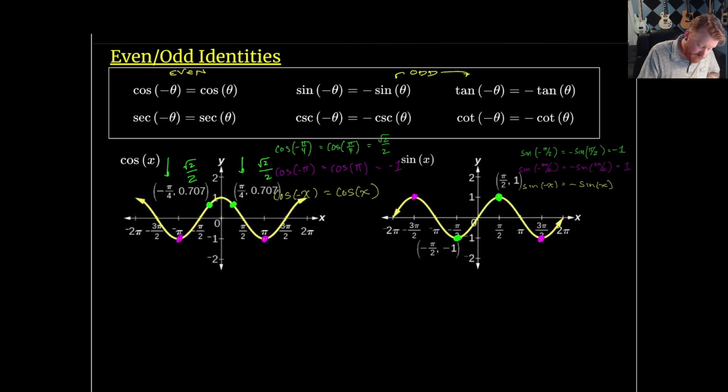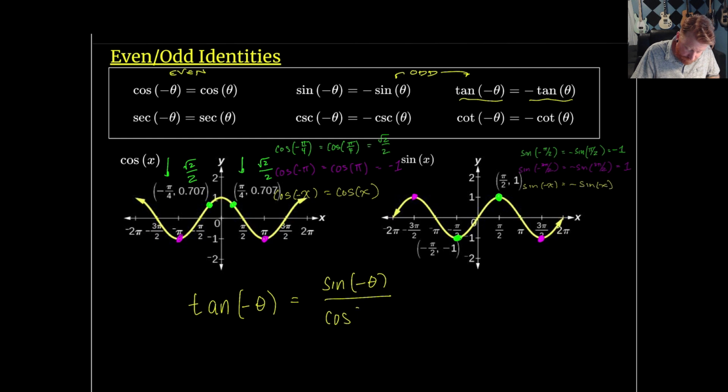But if we want to now show that tangent is odd, we can take a look at the tangent of negative theta. And what we want to do here is show that it is the same as the negative tangent of theta. So we can just use some of our fundamental identities here to show that. If I now rewrite things in terms of sines and cosines, this is going to be the same as sine negative theta over the cosine of negative theta. And now I can just use the properties of sine and cosine.